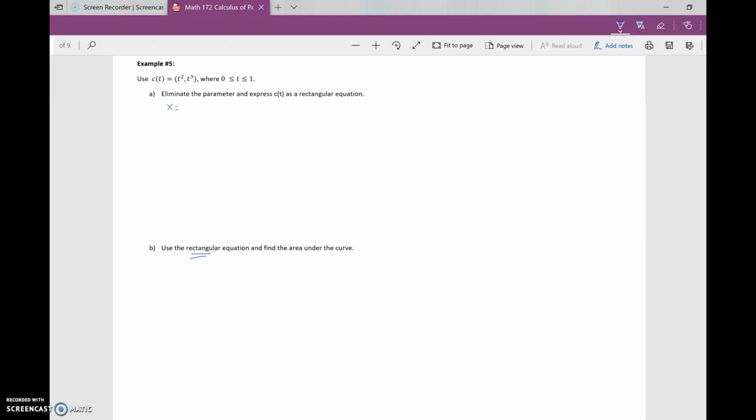You still have x is equal to technically t squared, y is equal to t to the third, and the most important part for the rectangular equation is the actual domain. So if you were to take the square root of this one, you would end up with t is equal to plus or minus the square root of x.